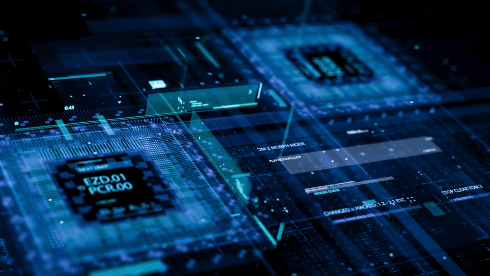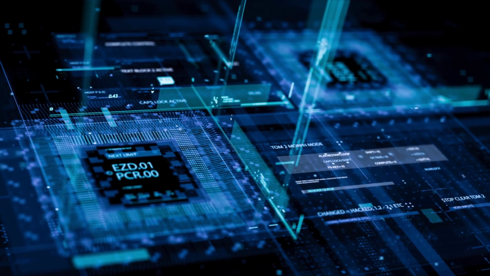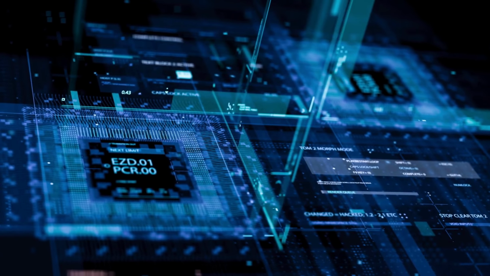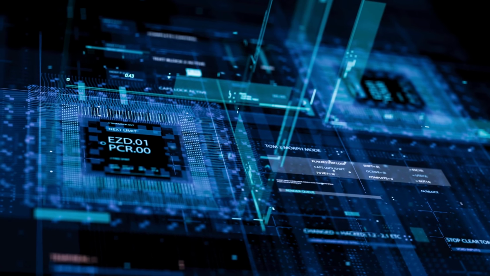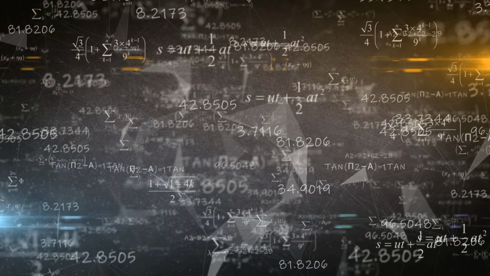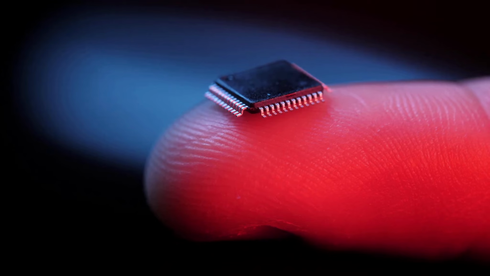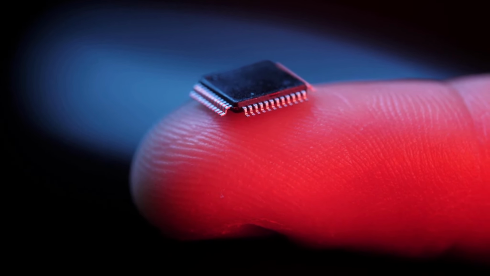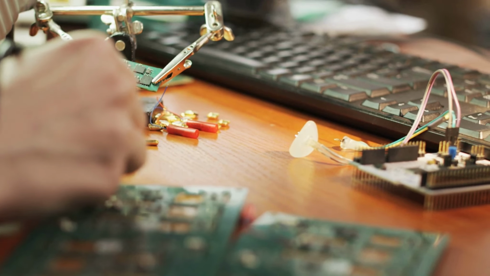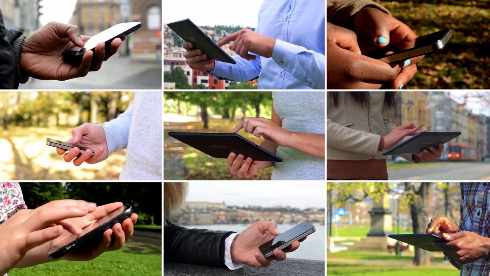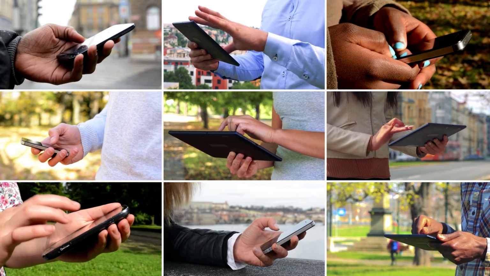In the 1970s, the microprocessor was invented. A microprocessor is a central processing unit, CPU, that is built onto a microchip. It's the brain of the computer, and it's responsible for executing instructions and performing calculations. The microprocessor made it possible to build computers that were even smaller and more powerful than before, and it paved the way for the development of personal computers, smartphones, and other modern computing devices.